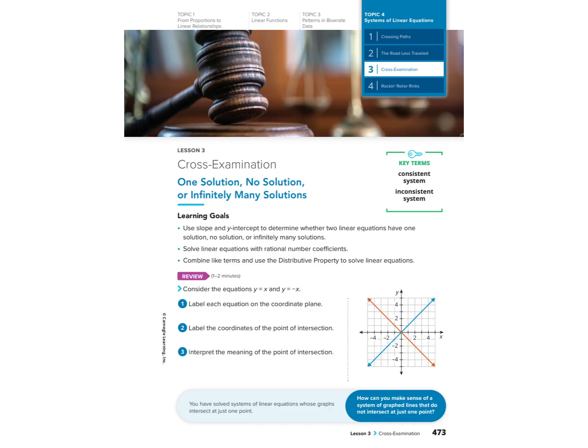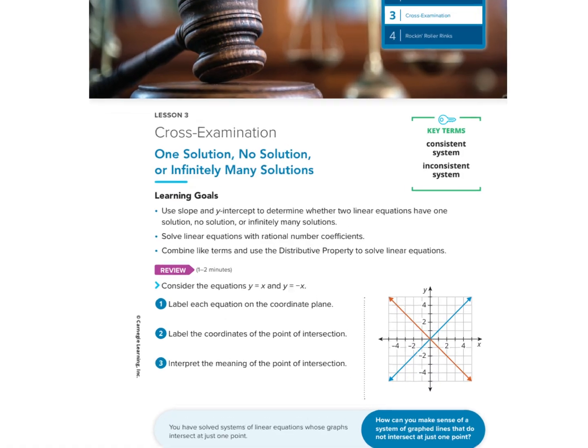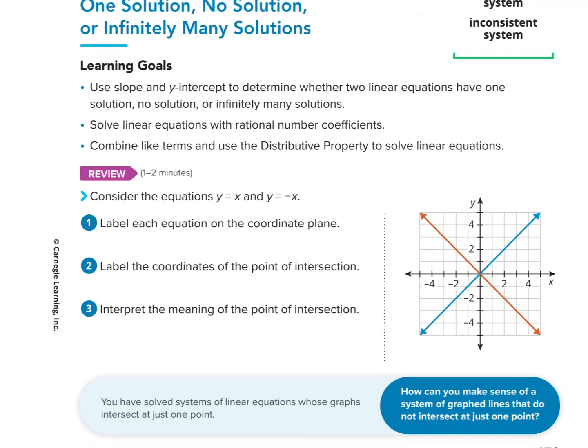So starting on page 473, the getting started activity, first thing it wants to do is consider the equations y equals x and y equals negative x. It wants us to label each equation on the coordinate plane. So if we look at y equals x, well, we know that mx would be our slope, so this would have a positive slope and this would have a negative slope. So our blue line here would be our y equals x, and our red line would be y equals negative x.